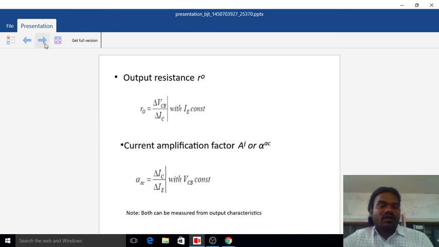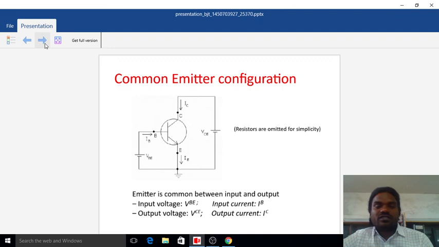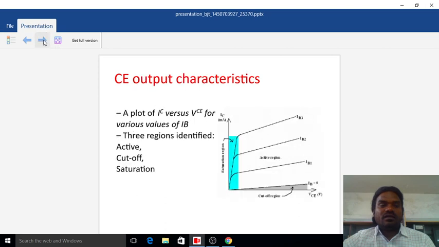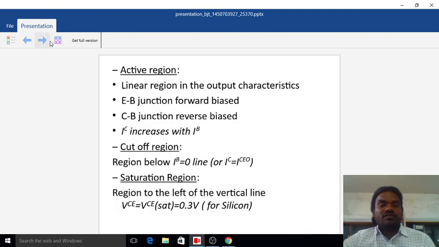Next we are moving to another configuration, called the common emitter configuration. If you are good at the common base configuration, common emitter is also the same: the emitter is common and grounded, the base acts as the input and the collector acts as the output, so you have to identify all the voltages and currents. Input characteristics is a relation between input voltage and input current by keeping the output voltage constant. We know that. And output characteristics is the relation between output voltage and output current by keeping the input current constant.